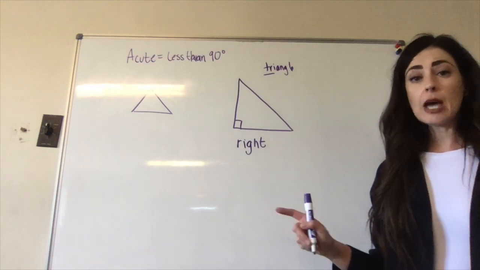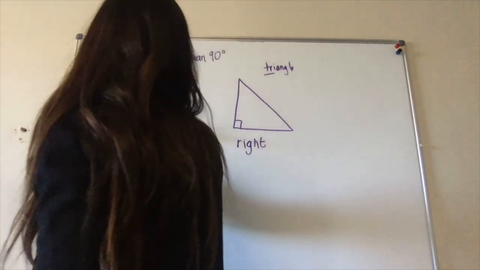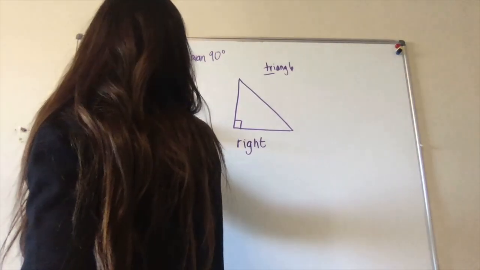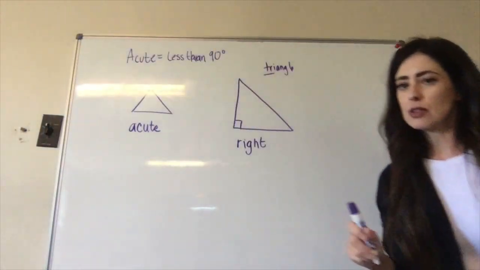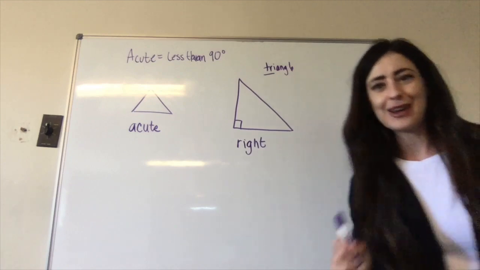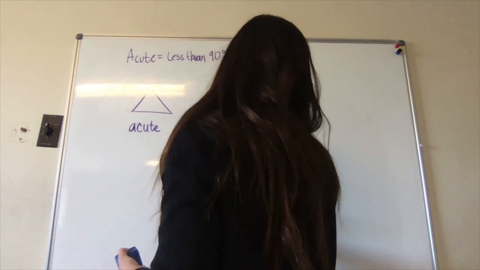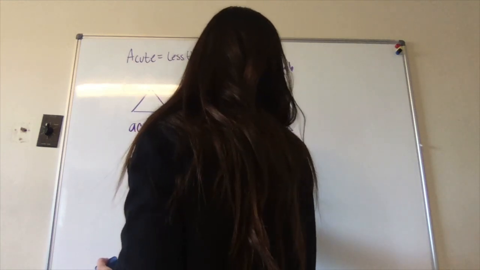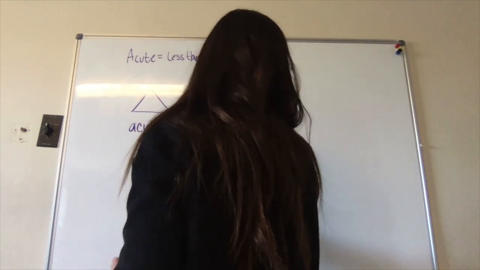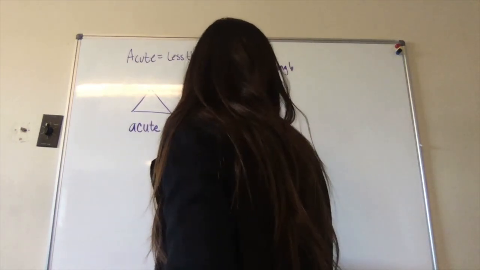So this is a right triangle, and that means that one of the angles is right, or 90 degrees. And then the 3rd type of triangle, now if you've been paying attention, we have acute, we have right. What do you think the 3rd kind of triangle is going to be? That's right, obtuse. All right, so it's going to have one angle that's larger than 90 degrees, and it's going to have 3 connected lines. Okay, so this is what we call an obtuse triangle.